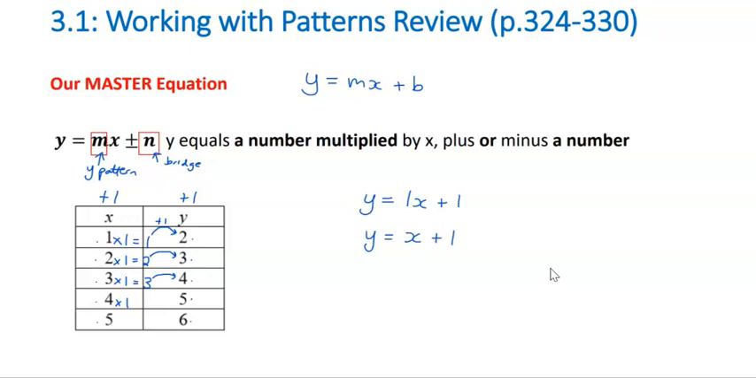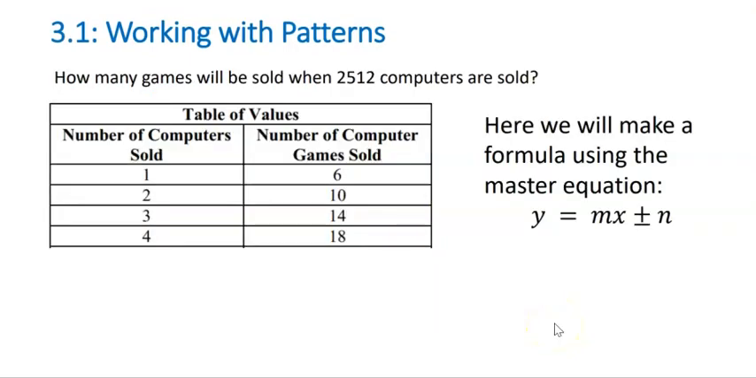What that does for us is it now creates a situation where if we know what y is or we know what x is, we can use substitution to solve for the other one. This is creating an equation where we can come to any solution that we want if we know one of the values, either y or x. So let's go back and put this into action, looking at the table of values for computer games and computers sold. Computers is our x, computer games is our y.